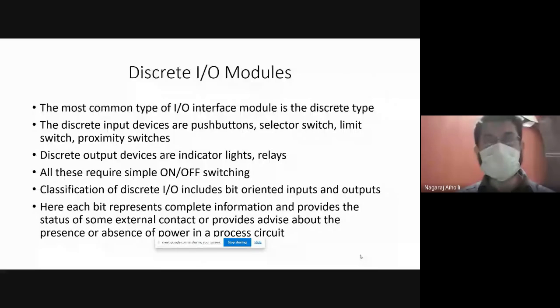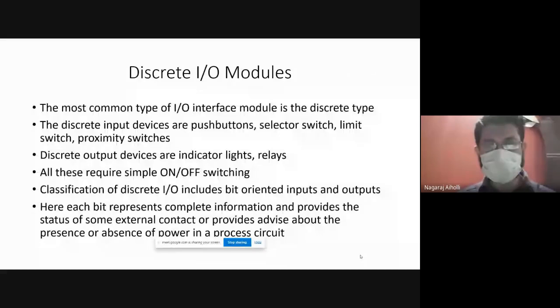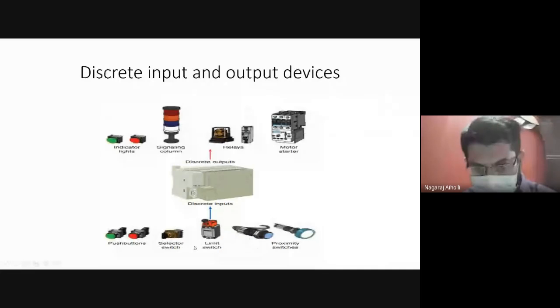Here I have shown the various discrete input and output devices. What you are seeing here at the bottom are the input devices, the discrete input devices. That is a push button. You have seen push buttons in your houses. They are the normal push buttons. The on-off switches that you operate are of the push button type. When you push them, they are on, and when you release them, they are off.